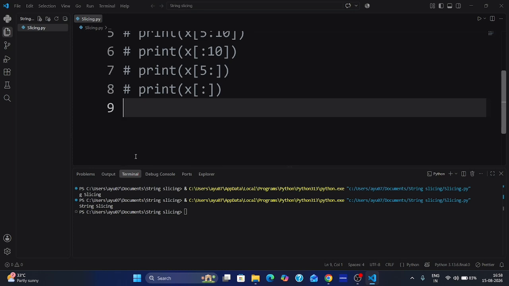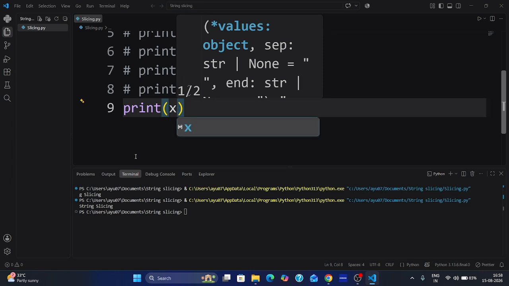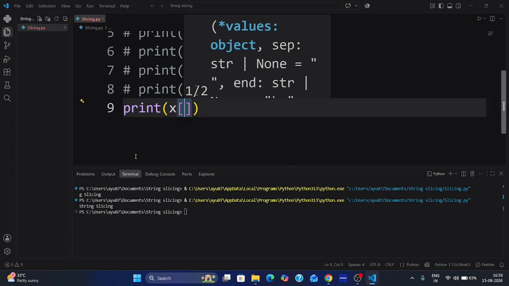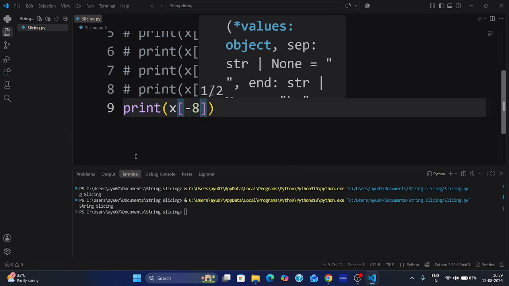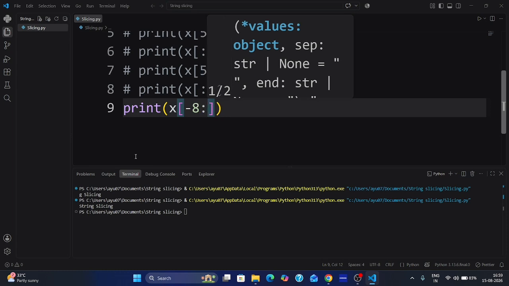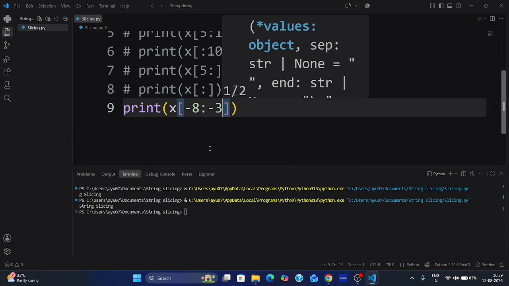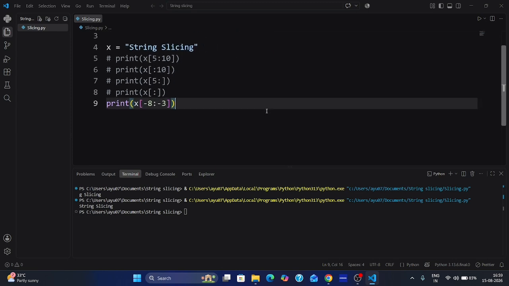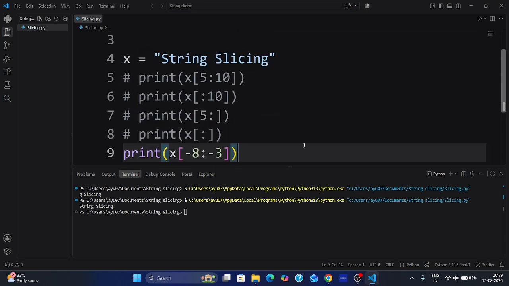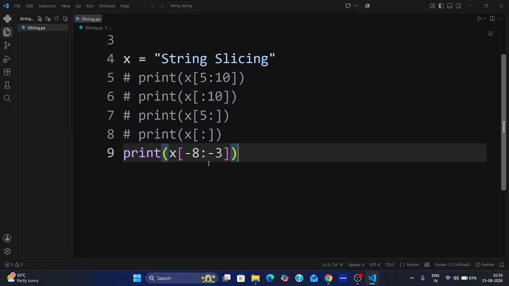Let's see the next question, like print x bracket. Let's say we take some interesting value. I want to take -8 colon -3. Okay, so this is negative indexing. So first think about this. What will be the output of this question?